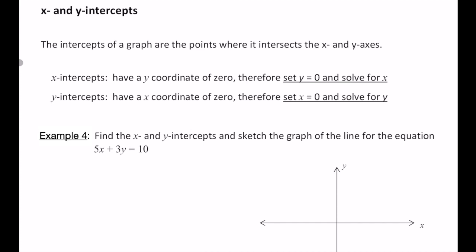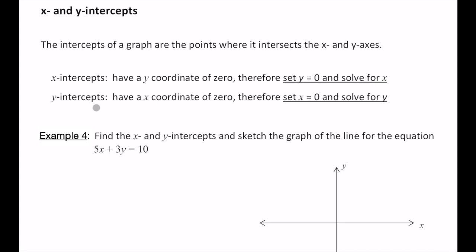In this video, we're going to look at the x and the y-intercepts of a line. These are the points or the ordered pairs where the line crosses the x-axis and the y-axis. Since an x-intercept is a point on the x-axis, it must have a y-coordinate of 0, because any point on the x-axis has a y-coordinate of 0.